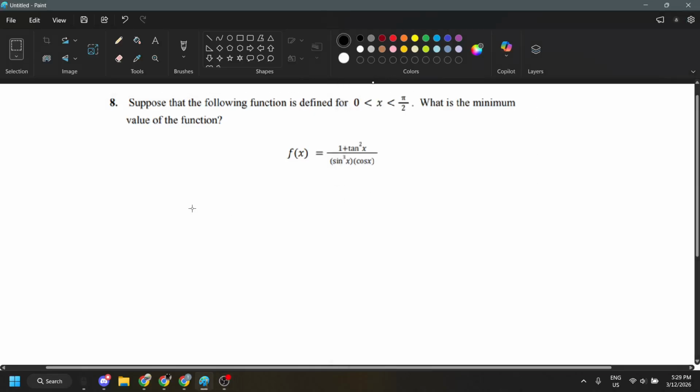Hi guys. Today we are asked to minimize this function f of x equals tangent of x times 1 plus tangent squared of x, over sine cubed of x times cosine of x, and x is between 0 and pi over 2.